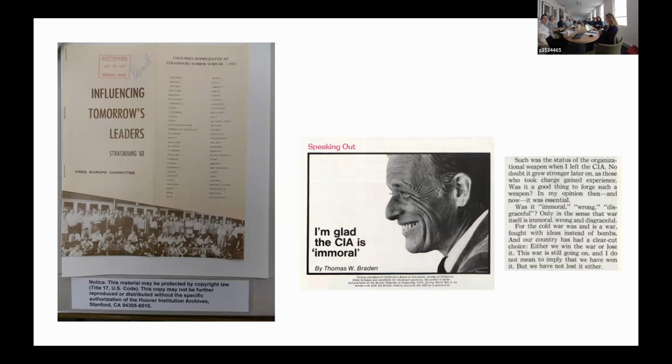He was glad to be immoral and to fight communism through covert action because, as he said, it was part of the Cold War, and also because the amount of money the CIA provided to domestic and international anti-communist NGOs was far less than the Soviet Union spent on propaganda. By the way, Thomas Braden came to visit the Free Europe College in Strasbourg in 1952.